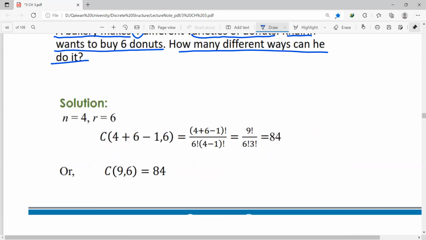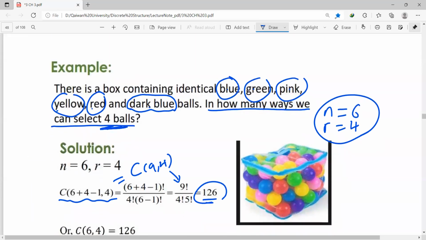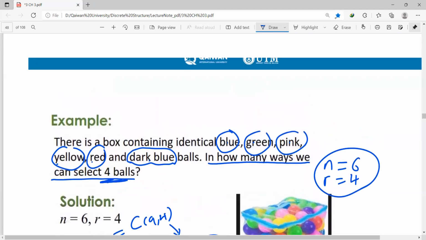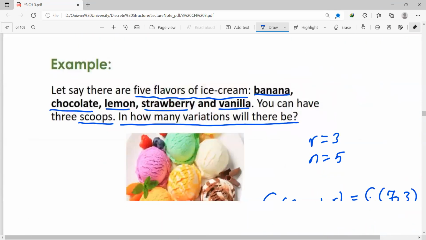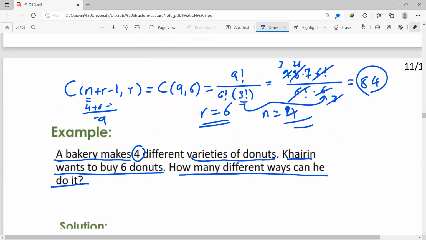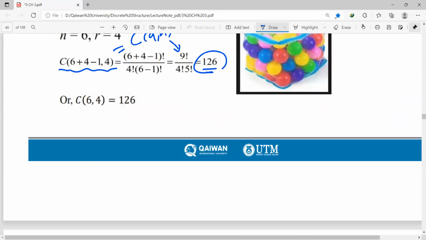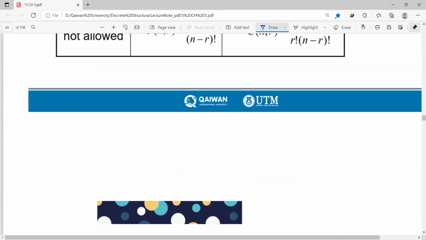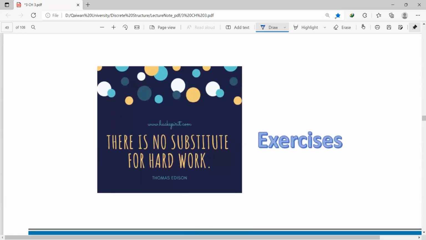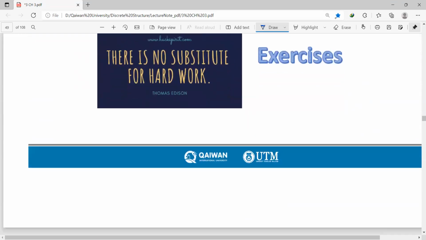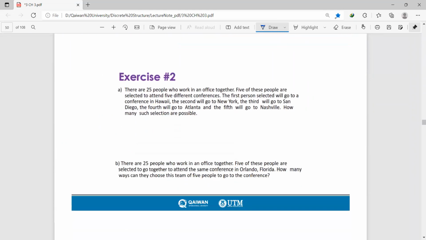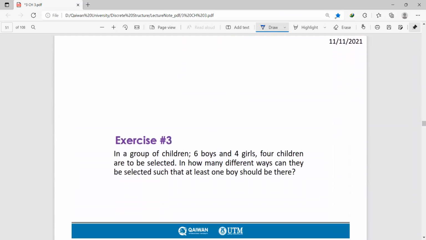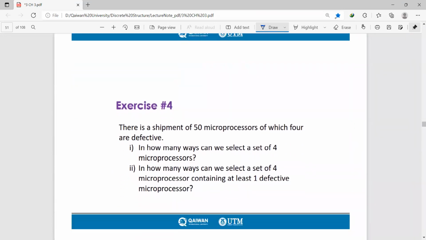Do you have any questions about these? Here we talked about examples of combinations if repetition is allowed. It's actually 4 questions. We talked about 4 questions about combinations if repetition is allowed. Now we have a list of exercises. That's for yourselves. Try to do it by yourselves.